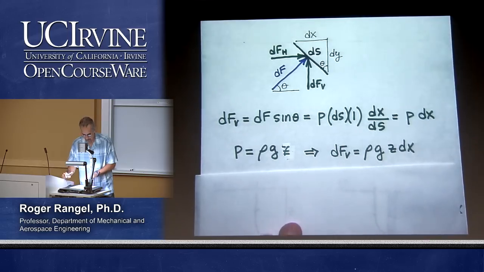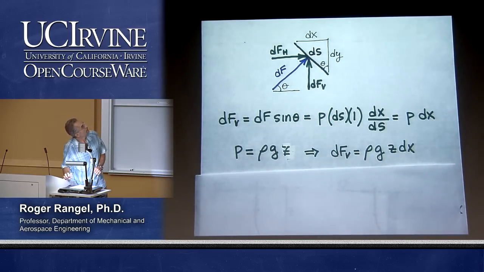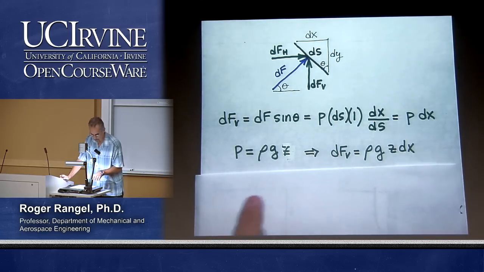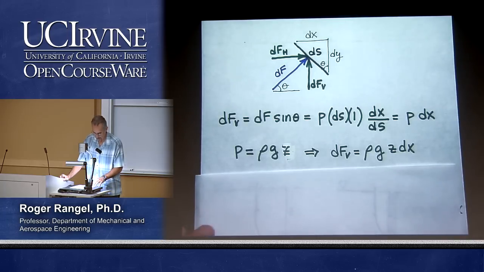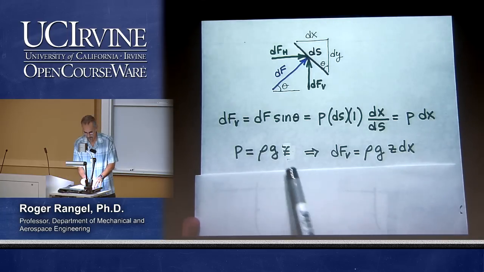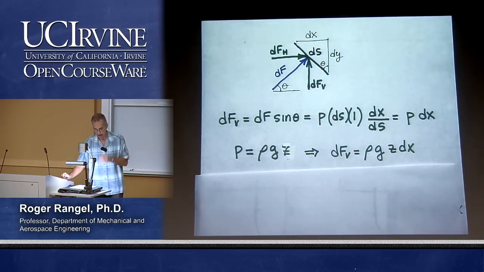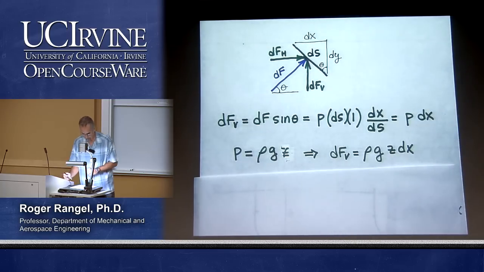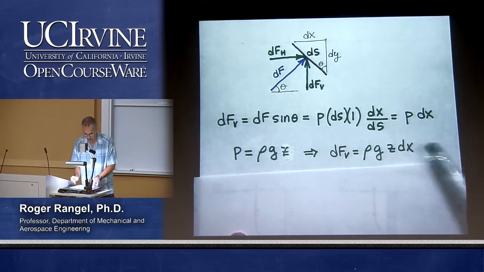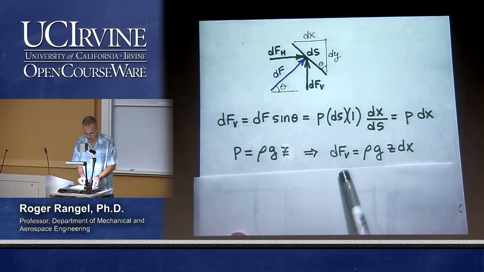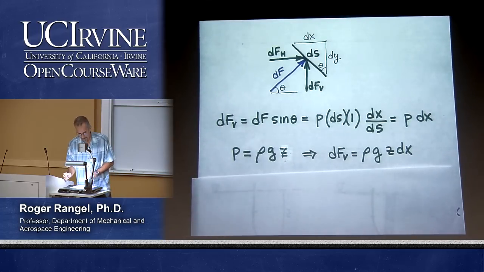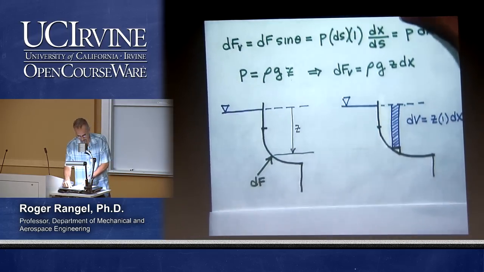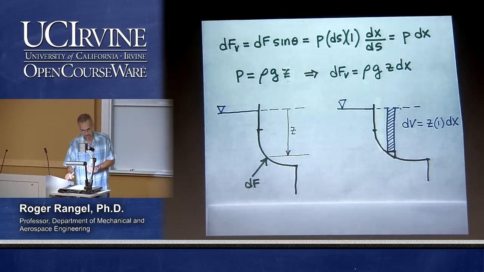And now I can compute the pressure at that depth as the product of gamma, or density times the acceleration of gravity, times z, which is the depth to that point. If I simply plug that into my previous expression, then I find that the differential of the vertical force is rho g z dx. And you can see in this diagram what is meant by z.